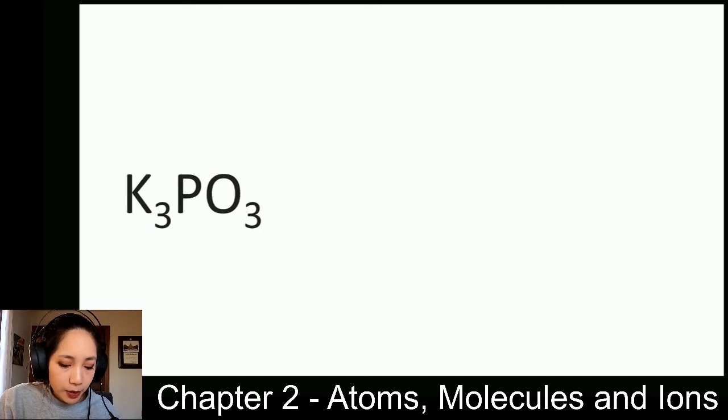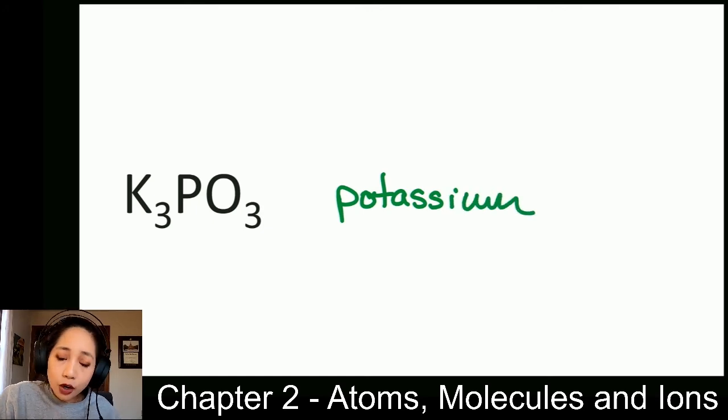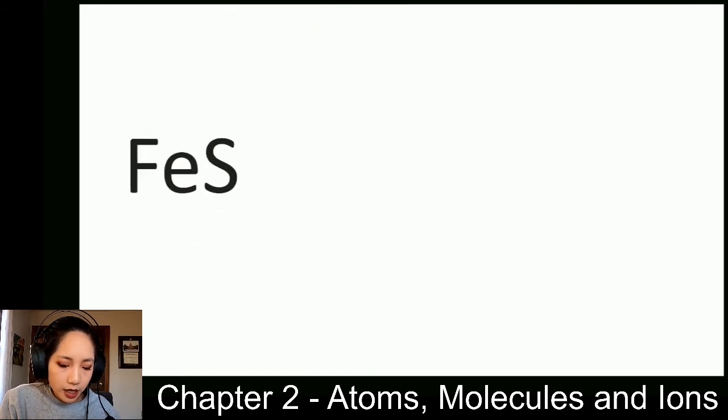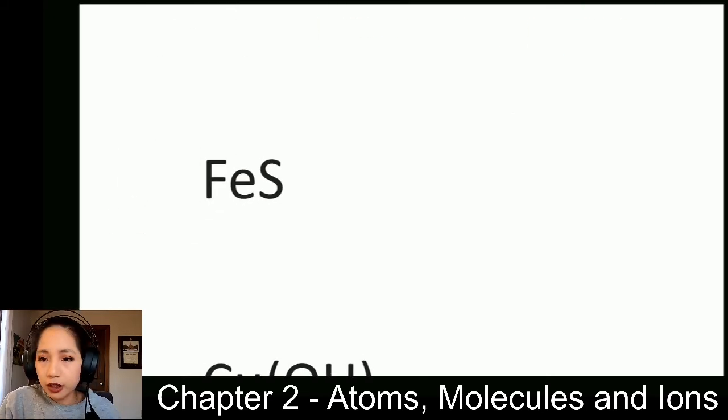All right, next, potassium. PO3 is a polyatomic. This is phosphate. Potassium phosphate.